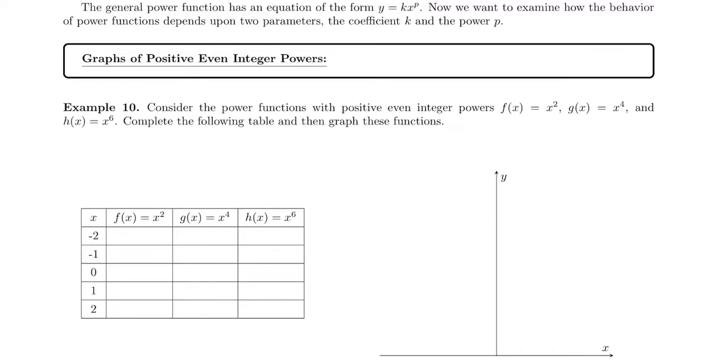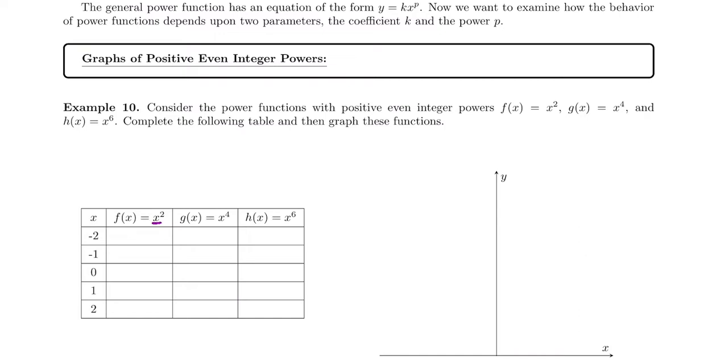Let's look at some behavior of power functions. In this example, we are going to look at x squared, x to the fourth, and x to the sixth, and fill out this table and look at the corresponding graph. So I'm going to grab my calculator and plug into x squared first.